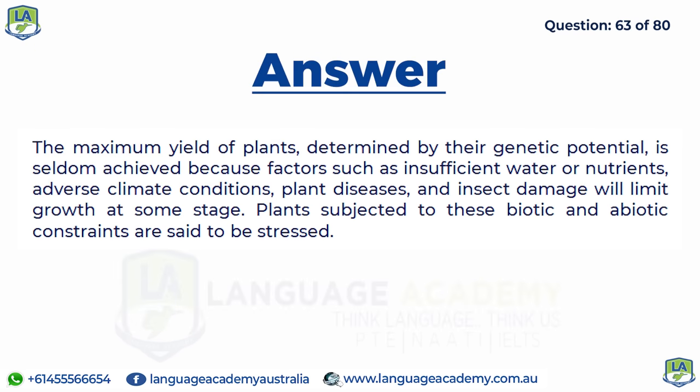The maximum yield of plants, determined by their genetic potential, is seldom achieved because factors such as insufficient water or nutrients, adverse climate conditions, plant diseases, and insect damage will limit growth at some stage. Plants subjected to these biotic and abiotic constraints are said to be stressed.